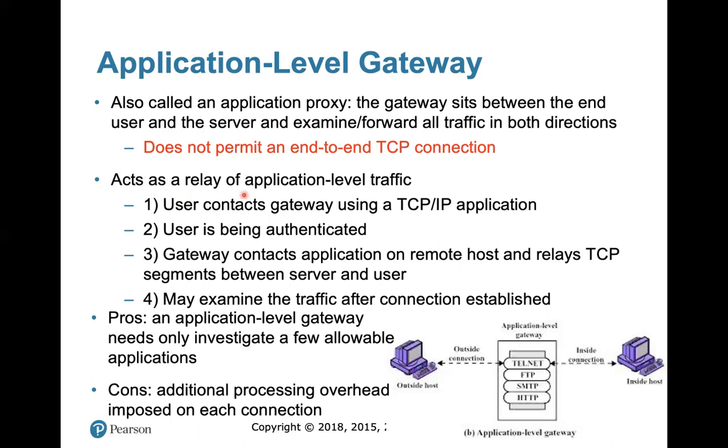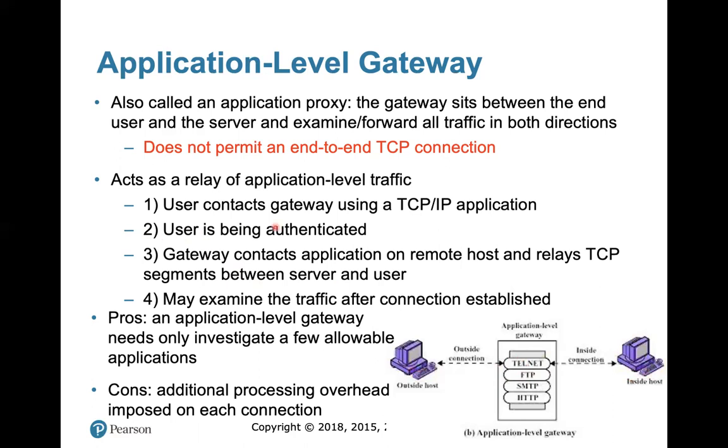And here are the steps that take place. First, the user contacts the gateway or the firewall using a TCP/IP connection or TCP/IP application. The user is authenticated. The user sends the authentication information, including username and password. And if the application level firewall accepts that user, the application layer firewall follows the user request on its own. I mean that it goes and establishes a connection between itself and the server on behalf of the user.